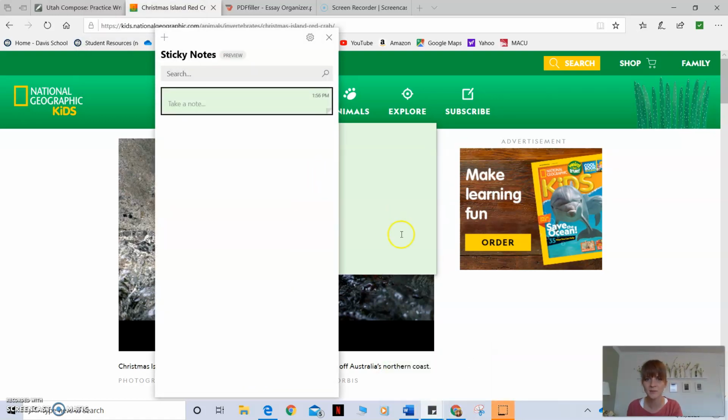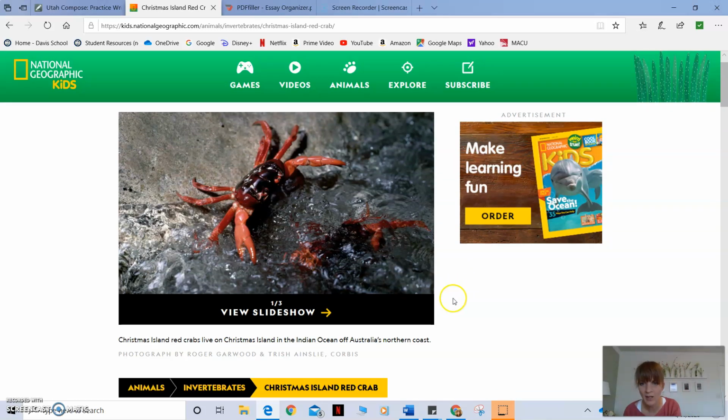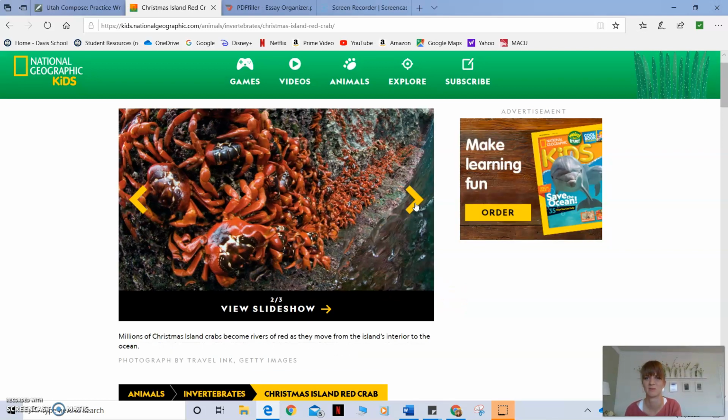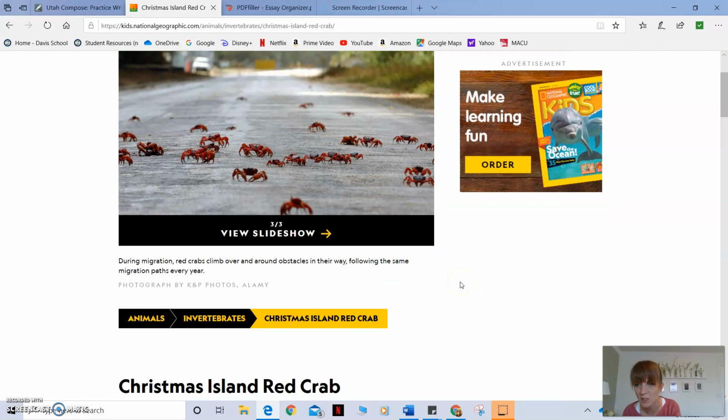There they are, guys. Can I take that back? Can I do all the Christmas Island on green? I'm doing all the Christmas Island on green. Okay, so I have my sticky notes ready to go. I'll write digitally. You write on actual Post-it notes, and we're going to take some notes about the crab. Now, anything interesting, facts about the crab, we are just going to write 1 fact per Post-it note. All right, going through here. View slideshow. Oh, they kind of like take over. And they're crossing the street. All right, let's get some facts going.